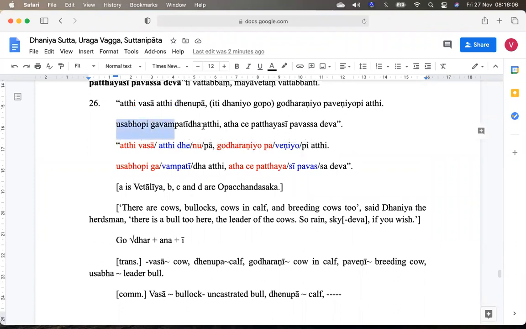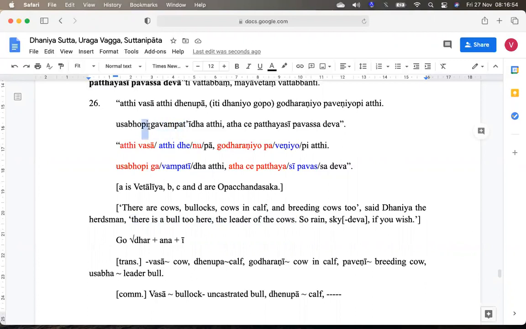Okay, and also, so usabo, gawambadida. Here gawambadida should be divided, gawambati ida. Here I mean in this cattle, usabo means a bull. So there is a bull here. So kawambati, leader of the cows. So there is a bull too here, the leader of the cows. So two is the meaning of it.